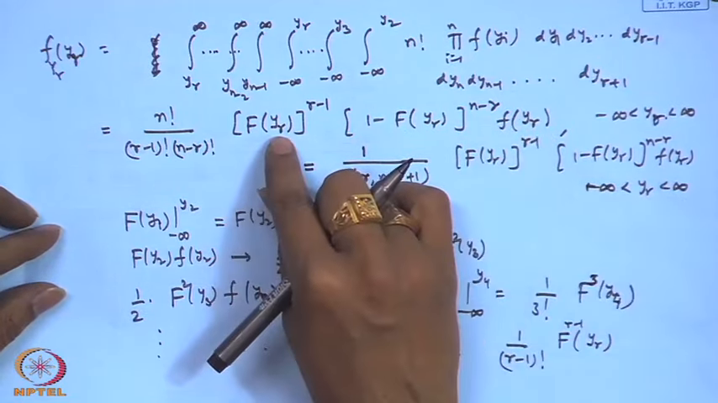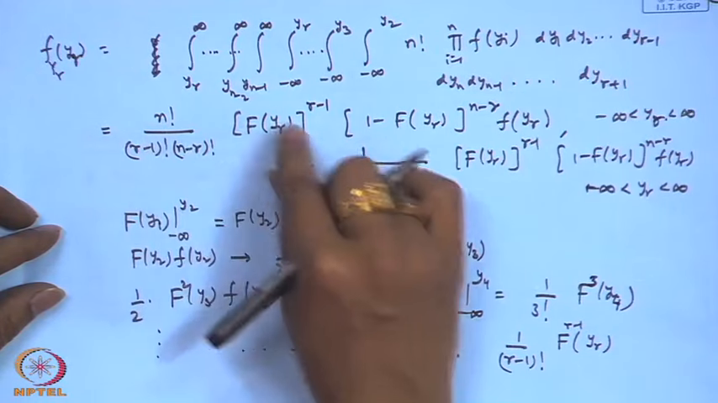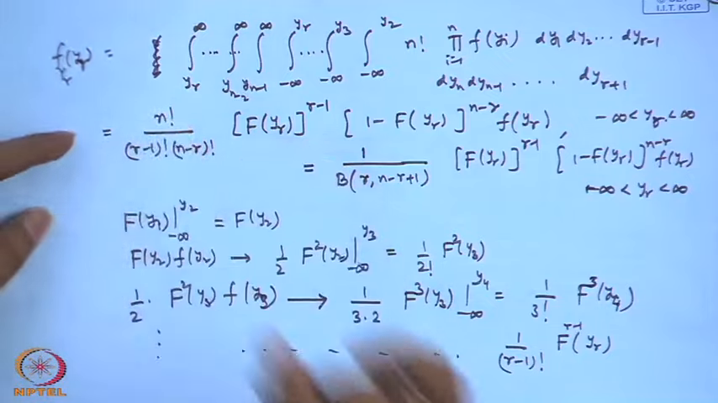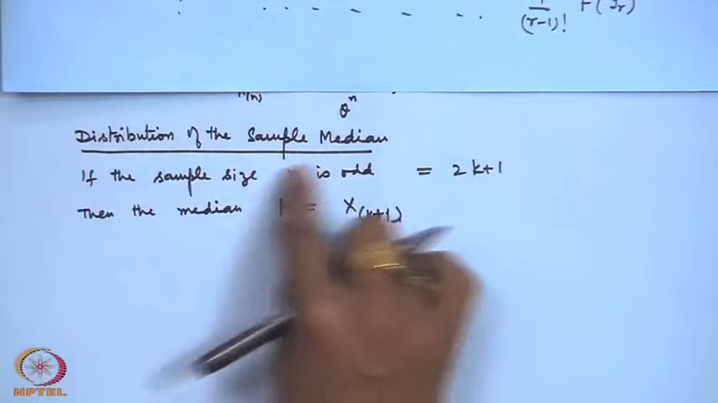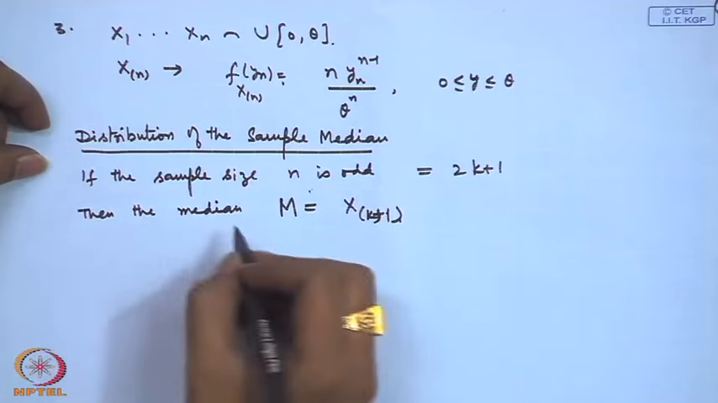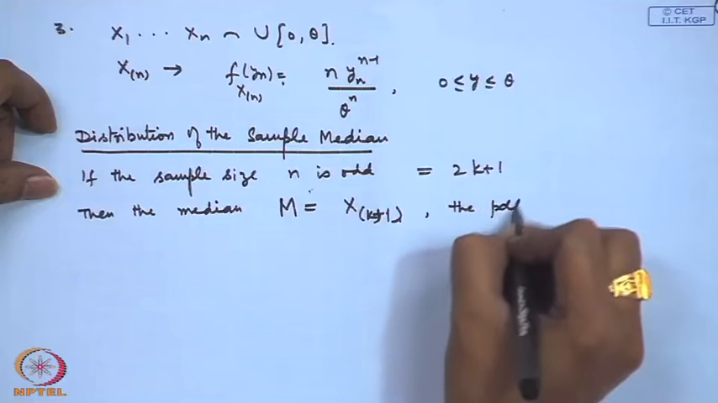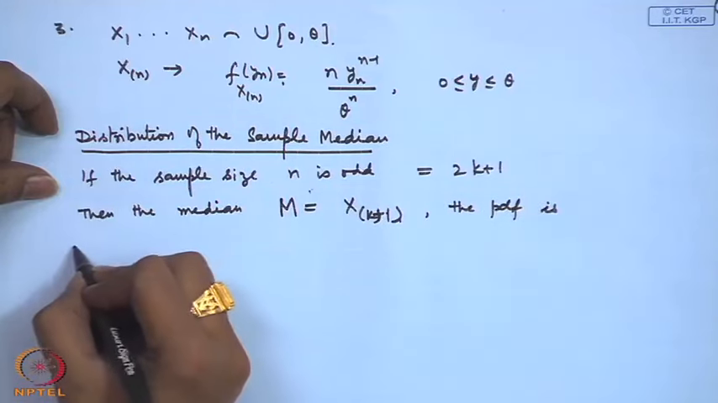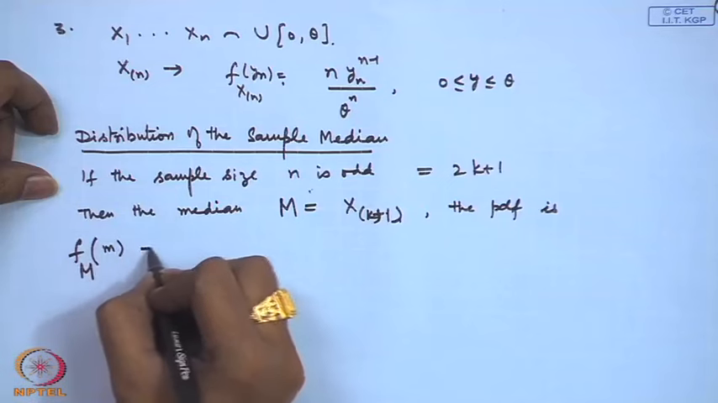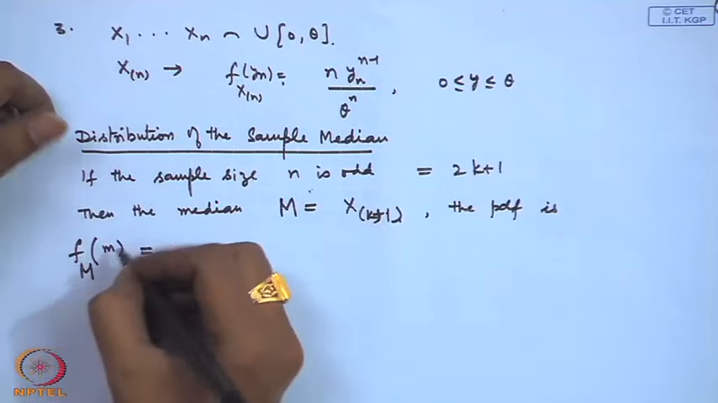Now, if I take r equal to m plus 1, where n is 2k plus 1, let us substitute here. That will give me the distribution of the sample median for this particular case. So, the PDF, and I will use the notation, m is sometimes used for the sample size etcetera.